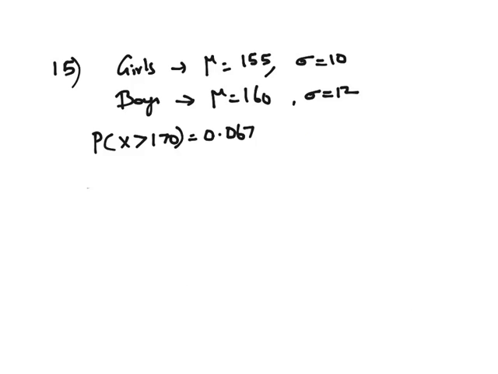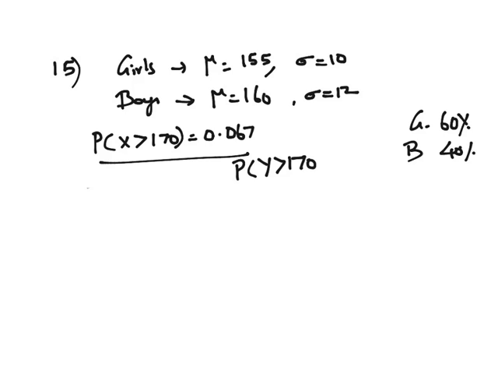Fine. Now the next part is, in the group of 14-year-old students, 60% are girls and 40% are boys. The probability that a girl is taller than 170 centimeters was found in part A. So the probability of selecting a girl who is taller than 170 is 0.067. For a boy, the probability of y greater than 170 is given as 0.202.